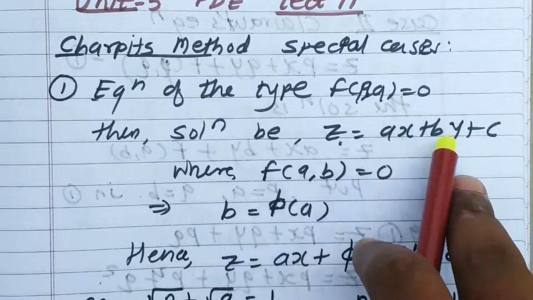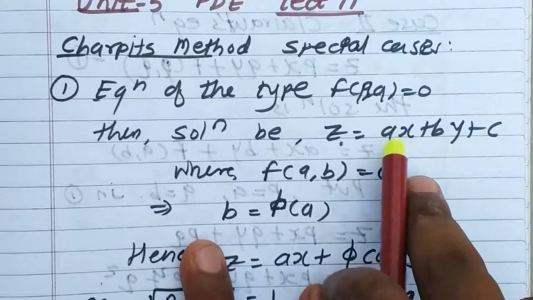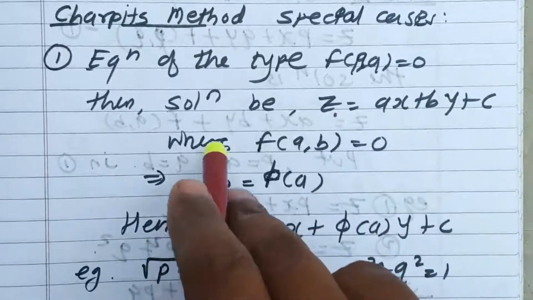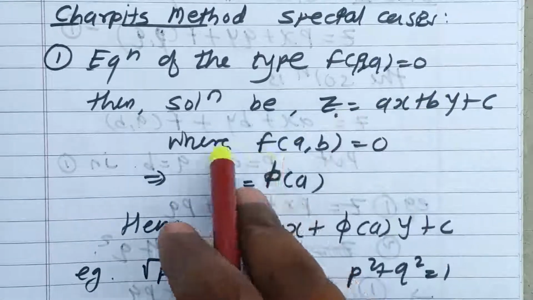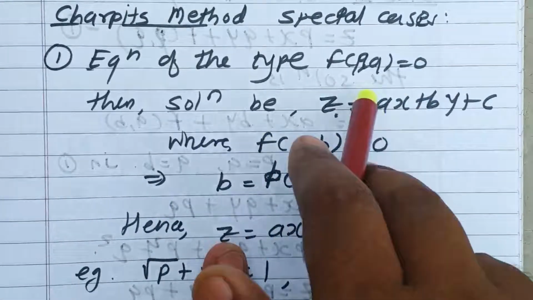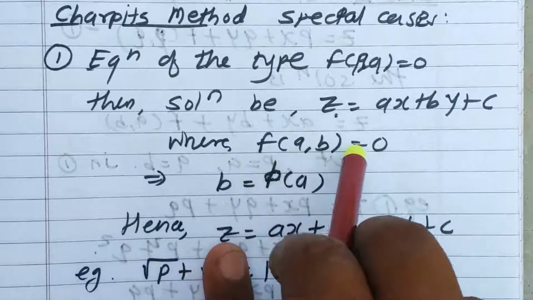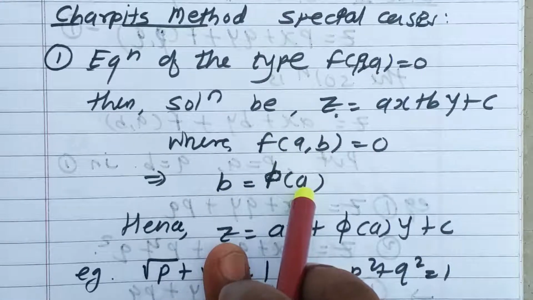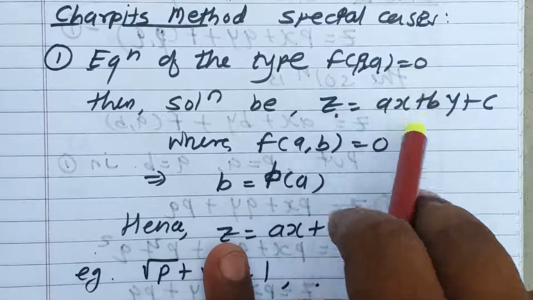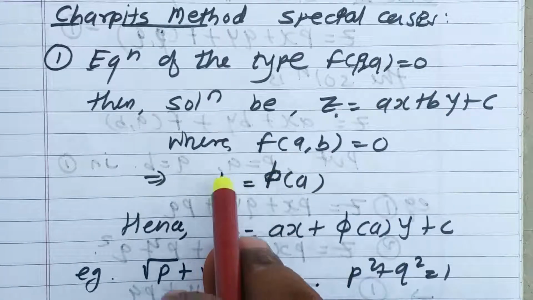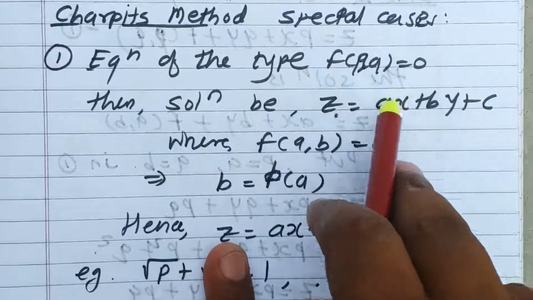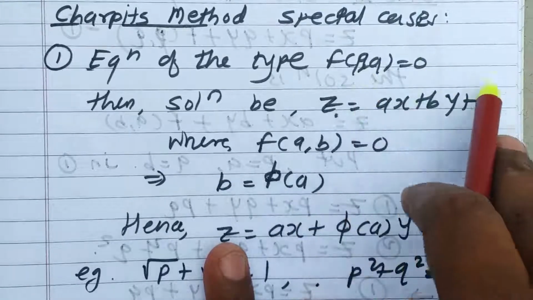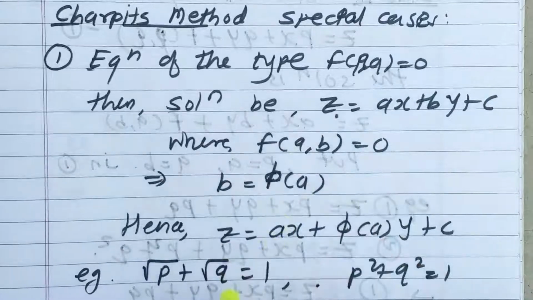But in the final solution we have only two constants, while here a, b, c, three constants are written. What happens here is that the constants a and b satisfy the equation f of a comma b equal to 0, meaning the constants a and b satisfy the given equation. Using that we can determine b in terms of a. So ultimately a and b will represent only one constant, because b is a function of a. The coefficients of x and y will be in terms of a only. So a is one constant and c is another constant, and two constants will be there in the final solution.